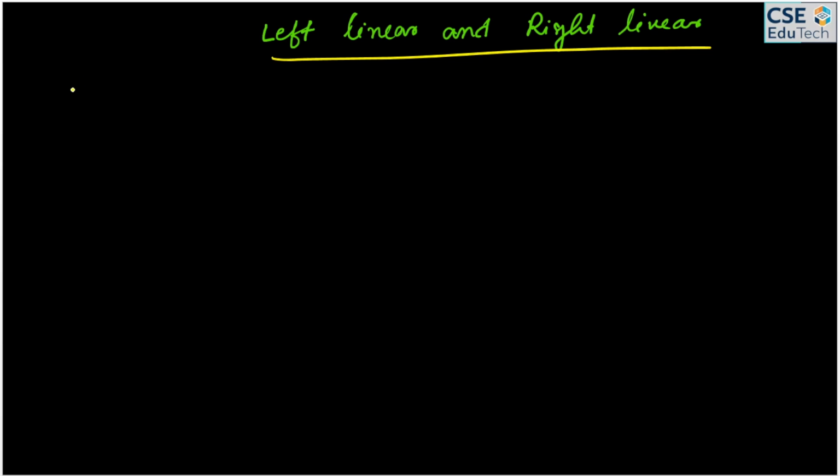Now, what is left linear grammar? Or first, we have to discuss what is a linear grammar. So, first we will write linear grammar. Linear grammar is basically a grammar in which at most one non-terminal or variable can occur on the right hand side of any production without restriction on the position of the variable.